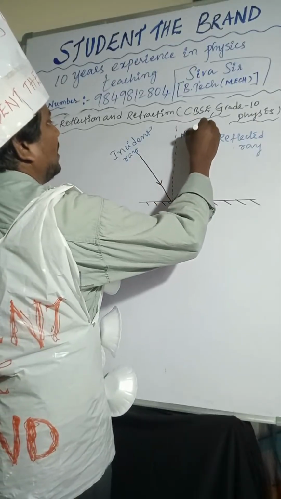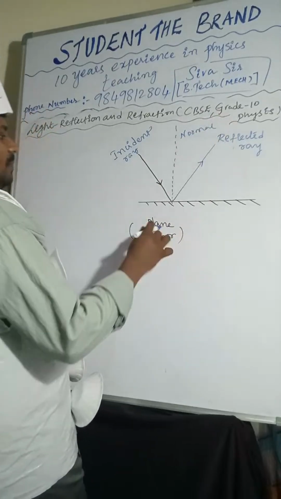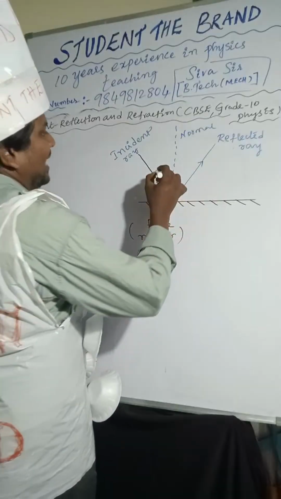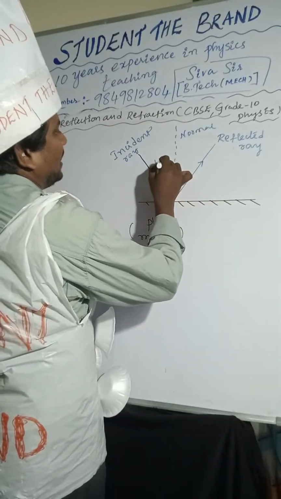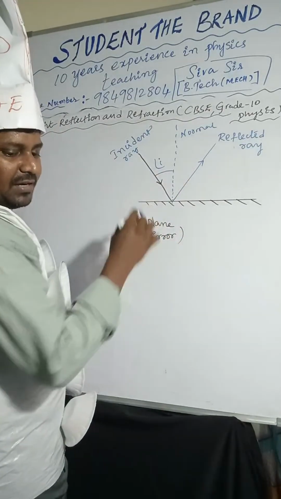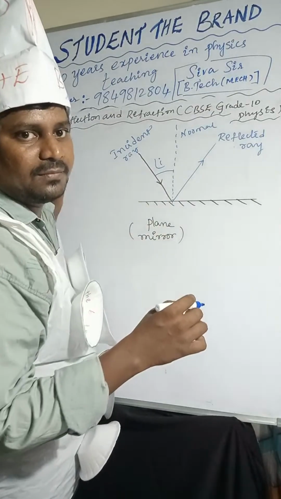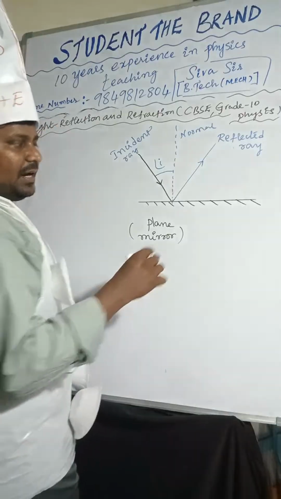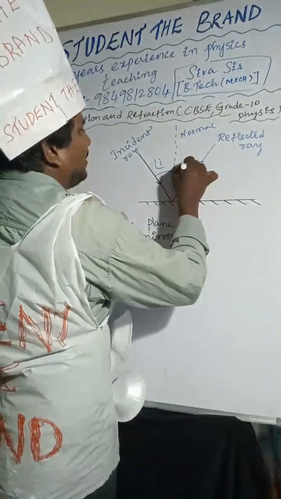This is the normal. I am taking the normal line. So, plane mirror, incident ray, reflected ray, normal line. The angle between the incident ray and the normal line is called the angle of incidence. The angle between the reflected ray and the normal line is called the angle of reflection.